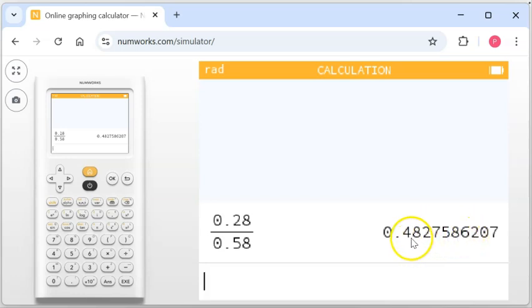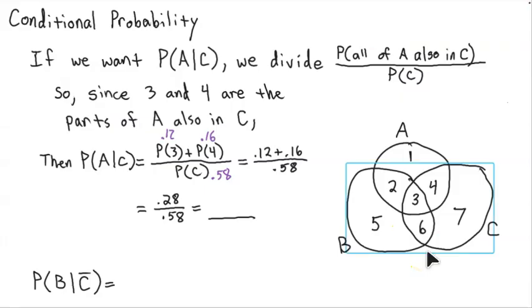0.4827586. So here's what we're going to do: we're just going to round this to 0.483. We cut it off here, and this 7 is going to round this 2 up to a 3. We put it in as 0.483. So the probability of A given C is equal to 0.28, the probability of the parts in A that are also in C, divided by just the probability of C.